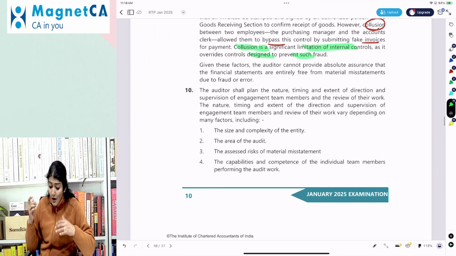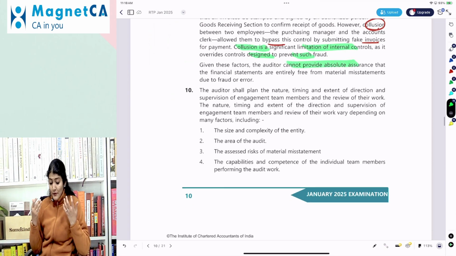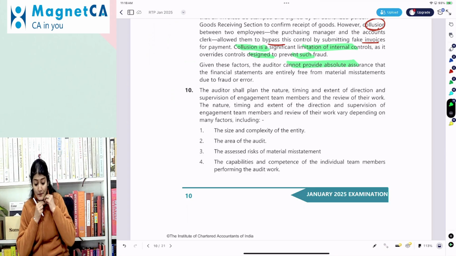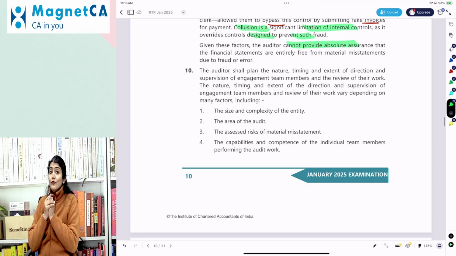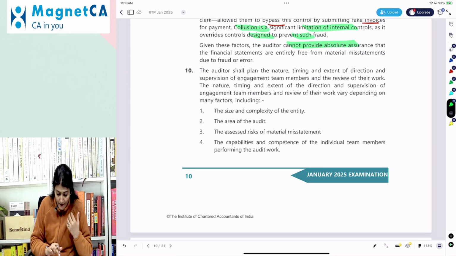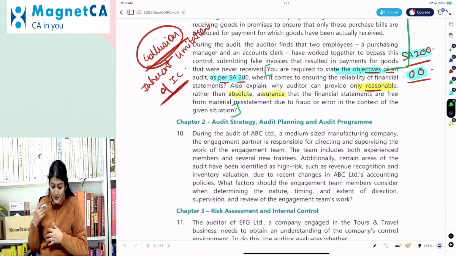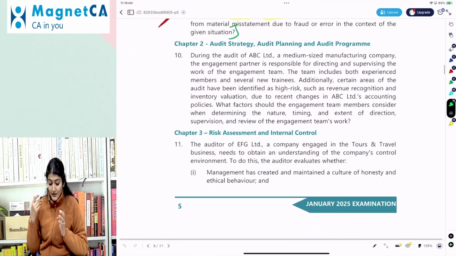Given these factors, auditor cannot provide the absolute assurance that the financial statements are entirely free from material misstatement, whether due to fraud or error. Okay. Right, so that is our discussion for question number 9. Now let's come to the question number 10.